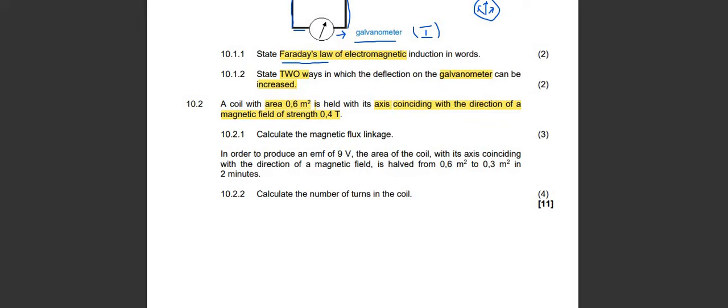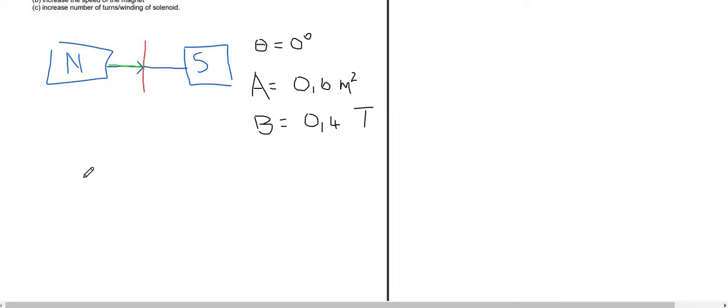So now, what is the question requiring us to do? The question says calculate the magnetic flux linkage. So the formula for the magnetic flux linkage is given by this Greek letter phi. You draw a circle with a line over it, and then you say it is the product of the magnetic field B, the area A, and the cos of the angle between the magnetic field and the axis. So it's the cos of the angle theta.